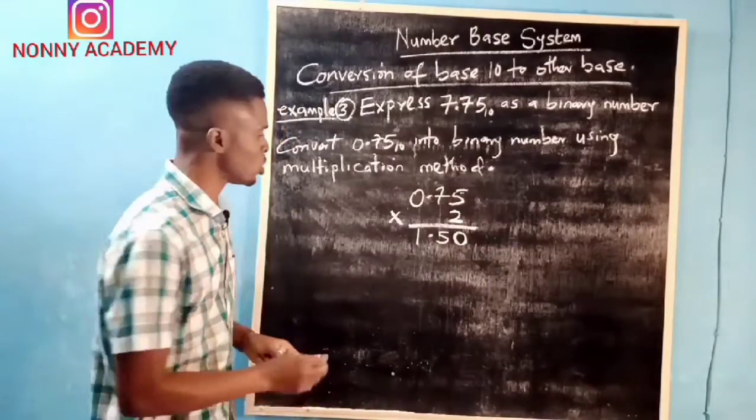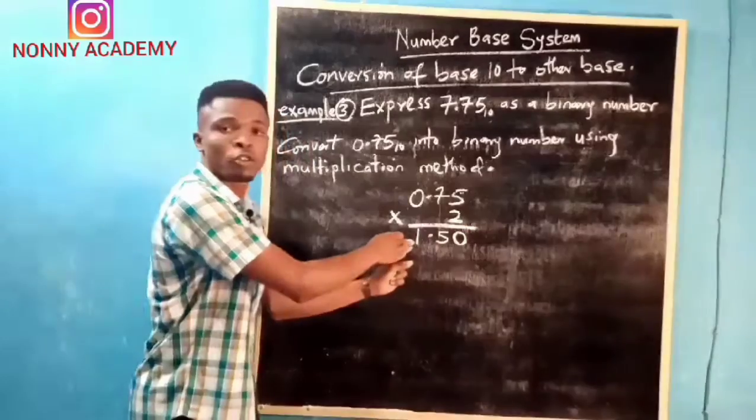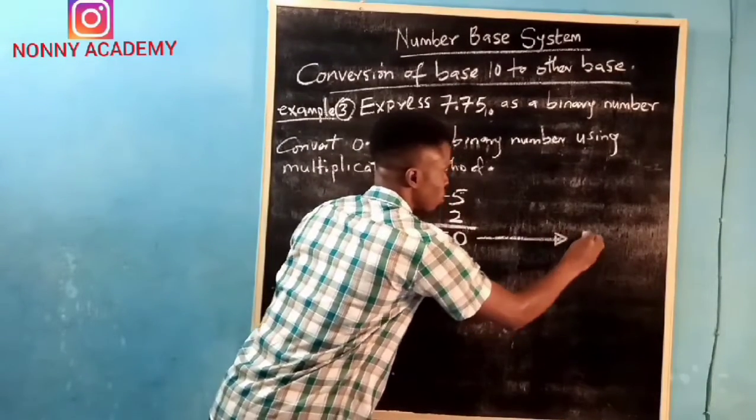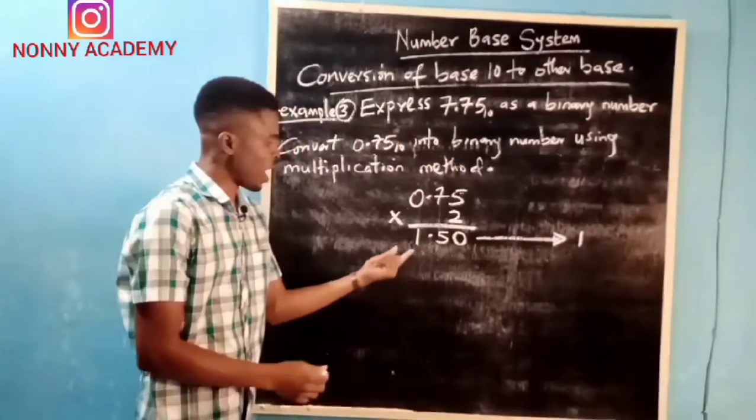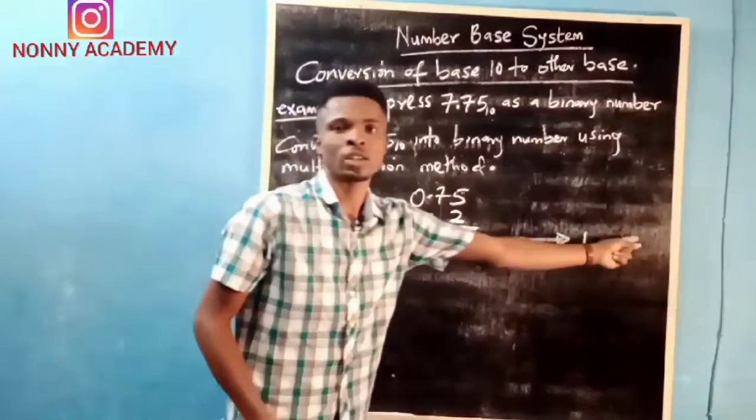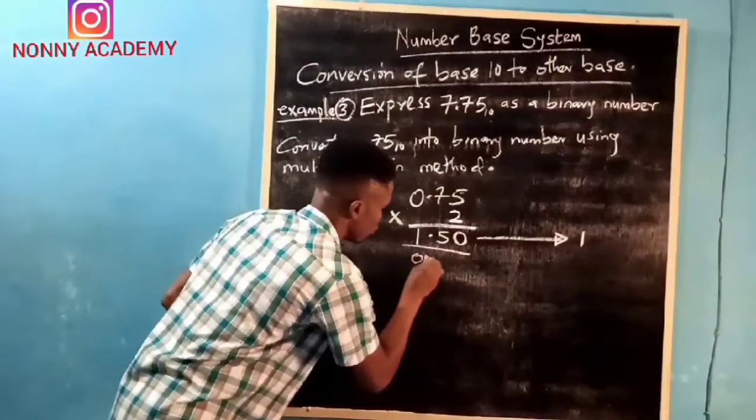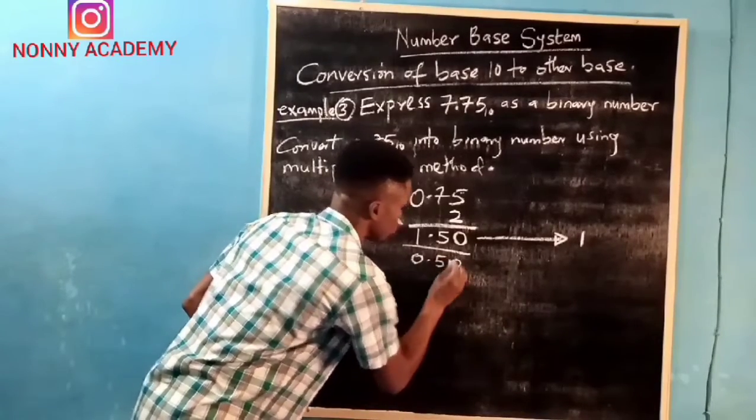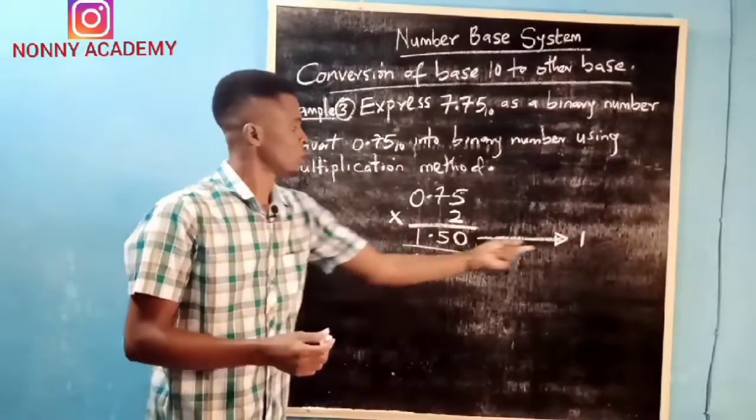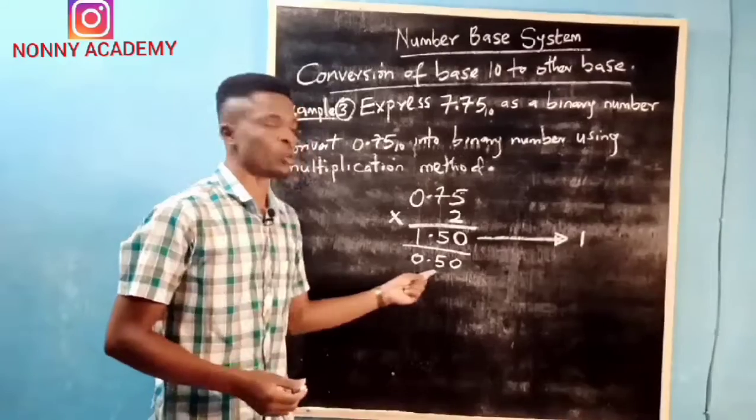Now the next thing I do is that after multiplying by 2, whatever I have before the decimal, I will bring it out here, which is 1. I have 1 here, so I have to bring that 1 here. So once I remove this 1 here, what I will now have will be 0.50, because I have removed this one down here.